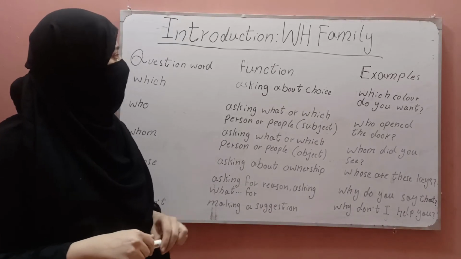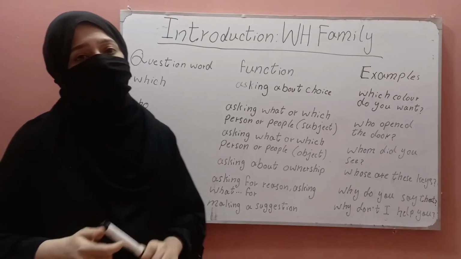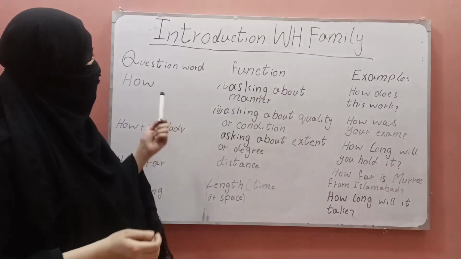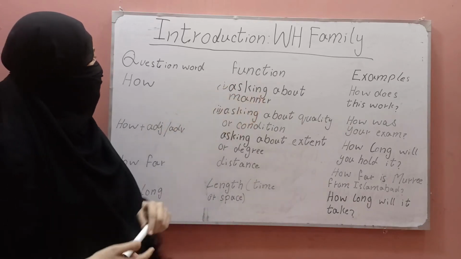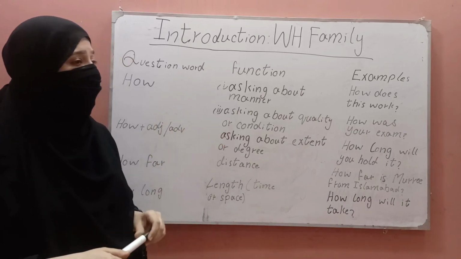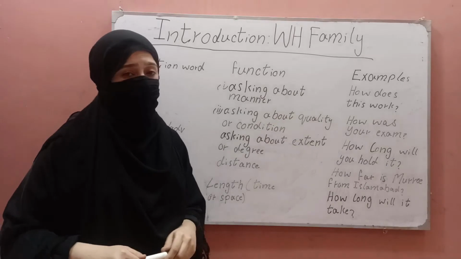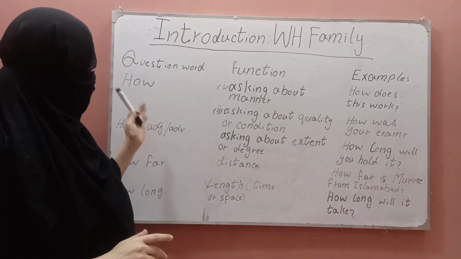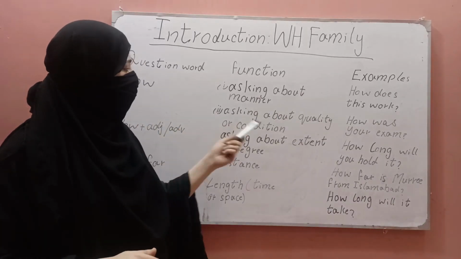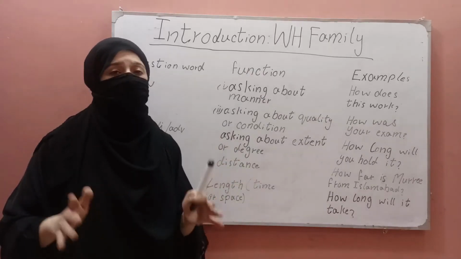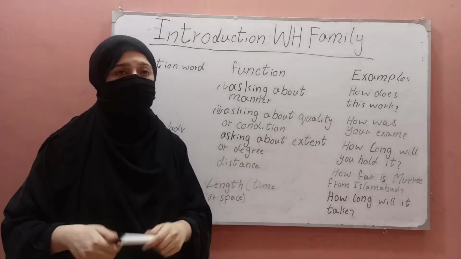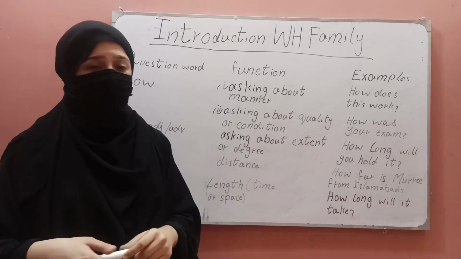Now we move towards the other remaining words of the WH family. Here are other words from the WH family with their function and examples. Here is how. How is used for asking about manner, and the example is, how does this work? and the other example is, how is that? And the other function of how is asking about quality or condition. When we want to know the quality or condition of something, we use how, and the example is, how was your exam? And we can ask, how was your trip?